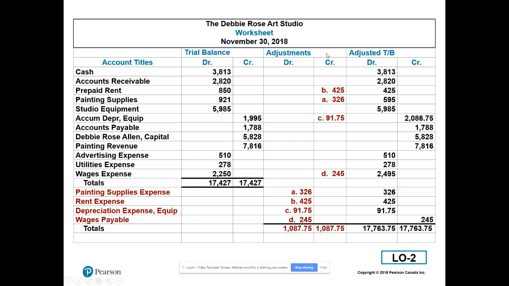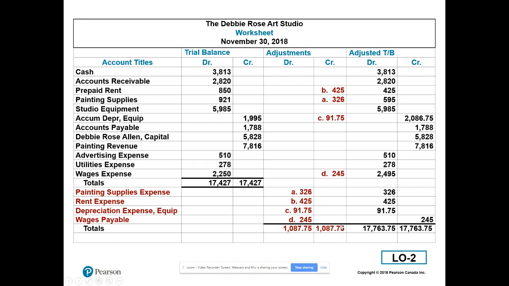To do the adjusted trial balance, I simply take whatever the balance is. If it's a debit balance, I add the debits, subtract the credits, and do everything across. So debit less a credit gives me $425. Debit less a credit gives me $595. I just go through this process of figuring out what the new adjusted balance is.